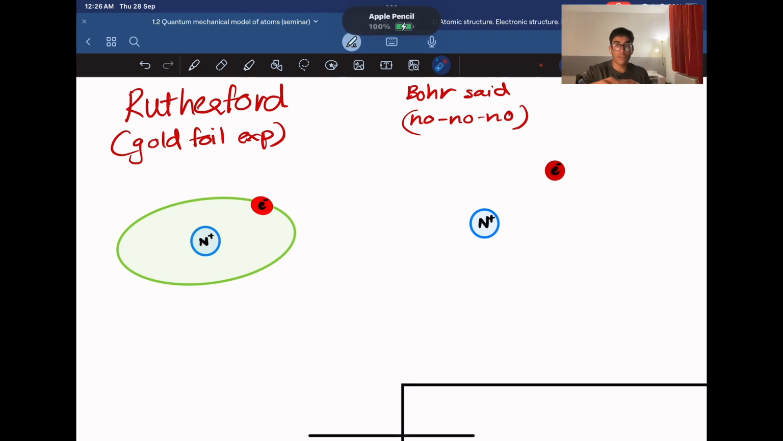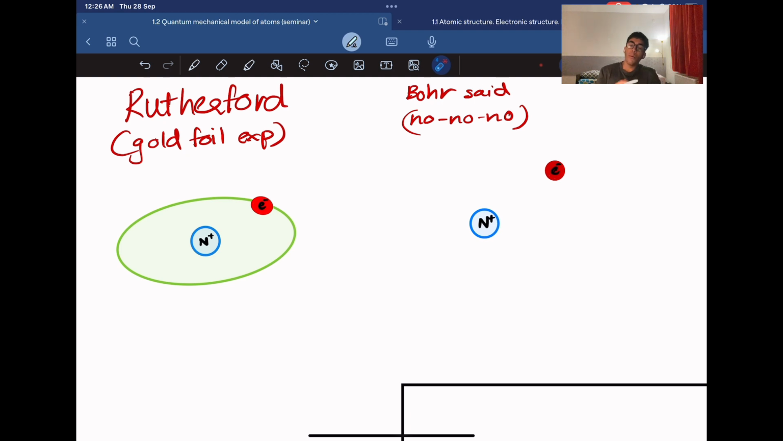Rutherford blasted a very slim gold foil with alpha particles, positively charged particles basically, and he observed a few things. Those few things were that the atom is basically empty. There is a large concentrated positive mass in the center called the nucleus, and there are electrons around the nucleus. And he created this model, and he said that electrons just revolve around the nucleus, just like how planets revolve around the sun. And he didn't really explain how this movement would work.